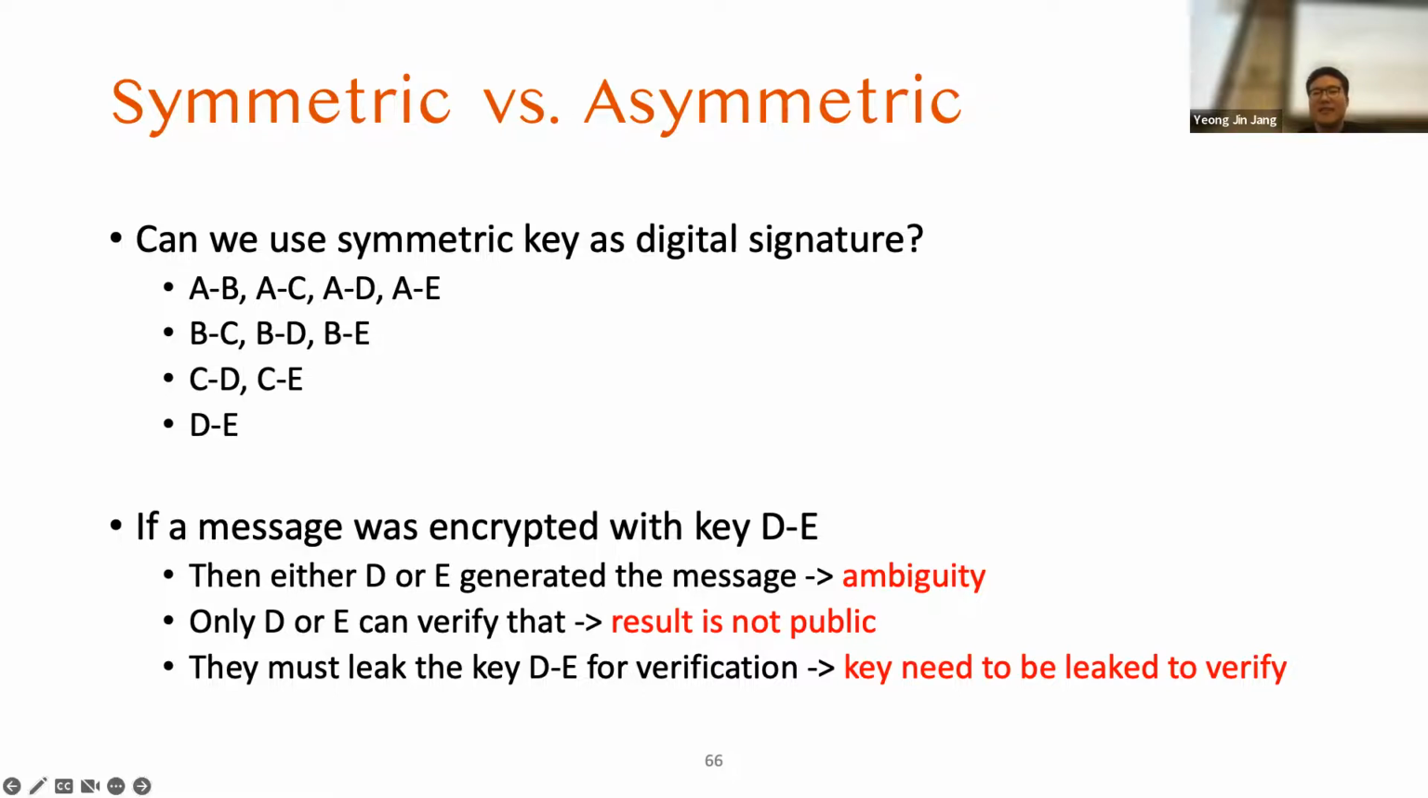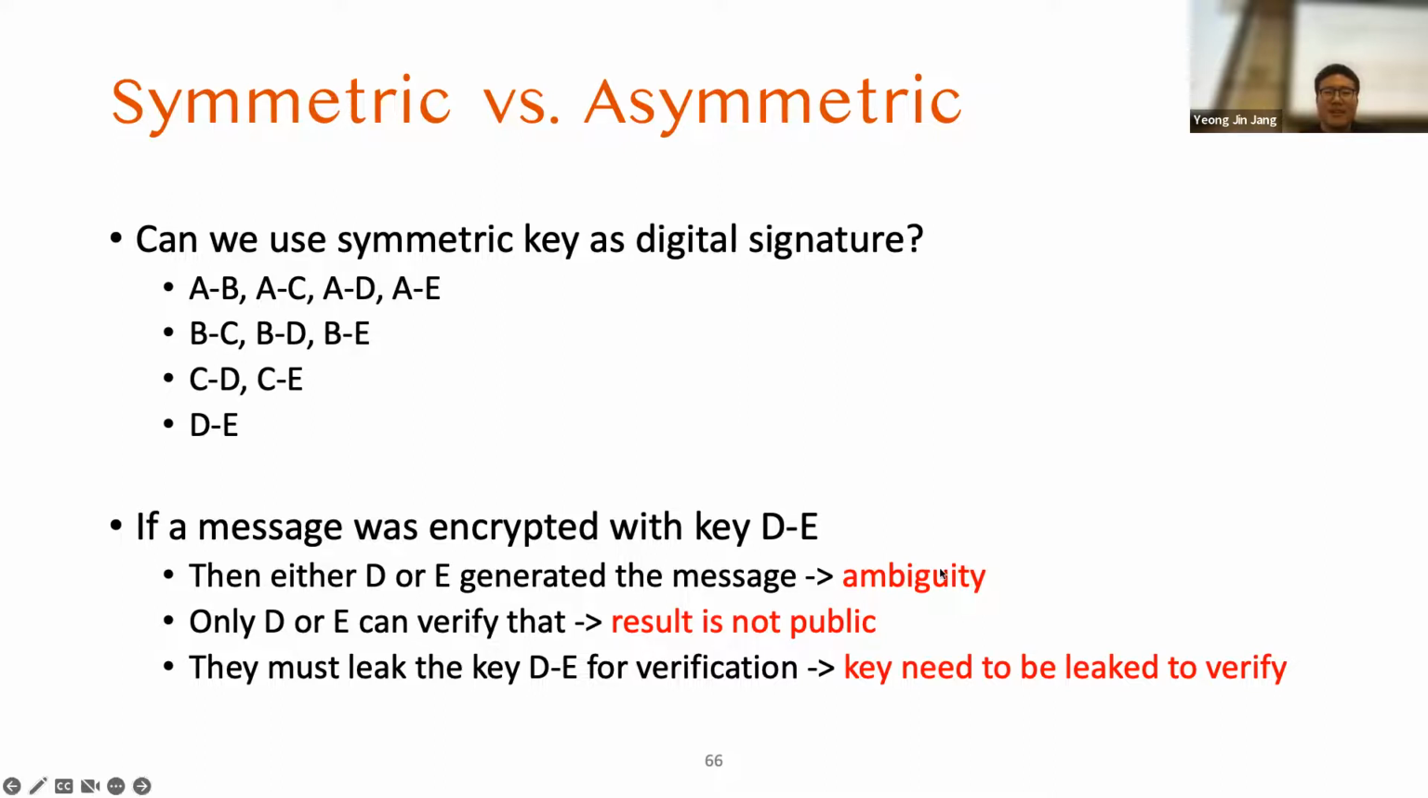D and E. If D wants to announce something to E, then D will use this key to encrypt the data, but E holds the same key, right? So if there is a message, we don't know who generated that message, because either D or E, both of them can generate the message.